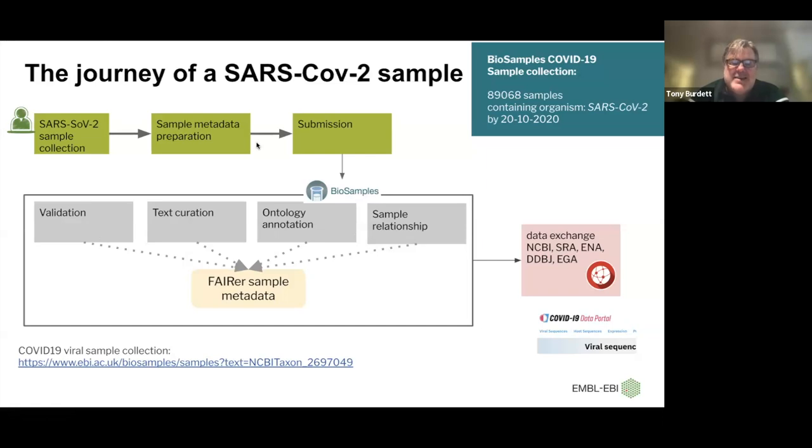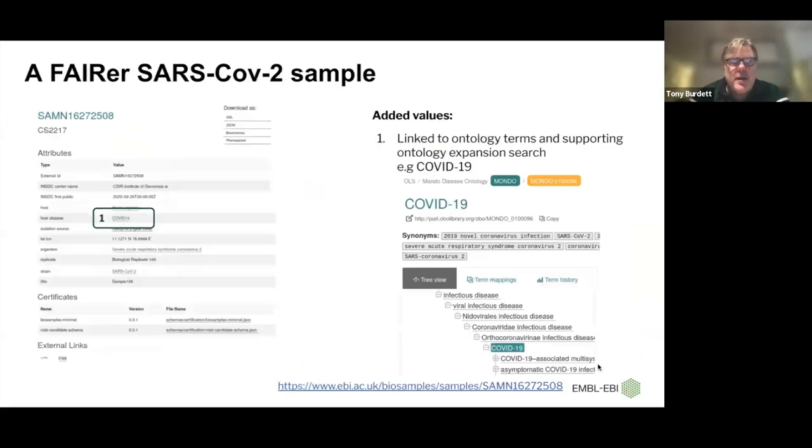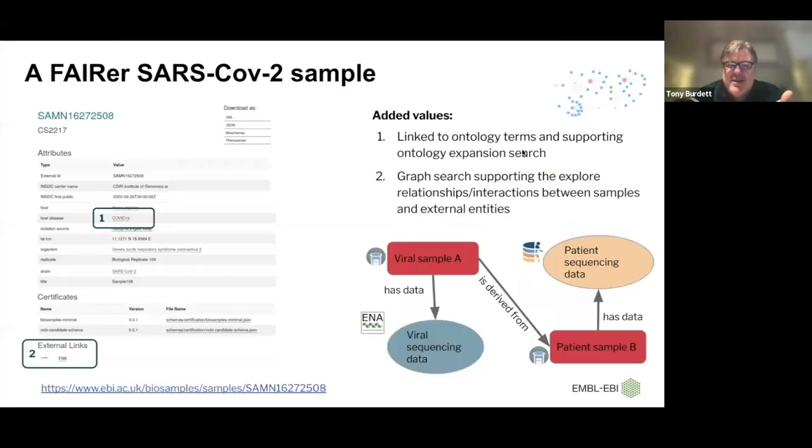We've got this FAIR sample metadata record that we exchange across the global INSDC network and then put the data in the COVID data portal. If you break down what these FAIRer SARS-CoV-2 samples look like, you've got this added value. Here you see the host disease marked up with the ontology term, supporting this ontology expansion.